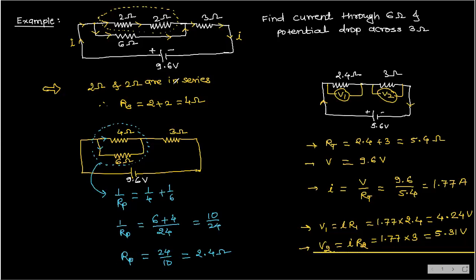Now see, we want to find the current across the 6 ohm resistor. So I will choose this diagram on the next page so that I can find out the current across this 6 ohm. Let's see ahead. So now I am drawing this redrawn diagram. This is 4 ohm and here it is 6 ohm.